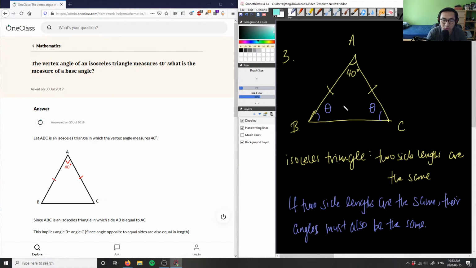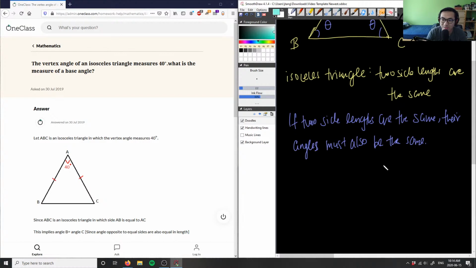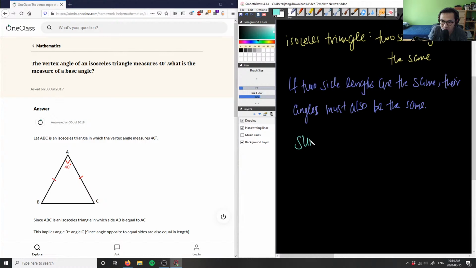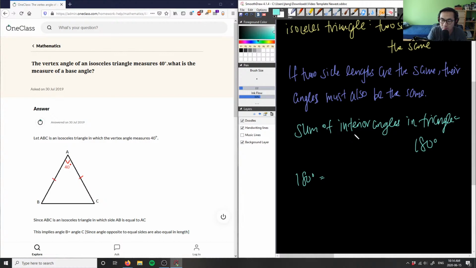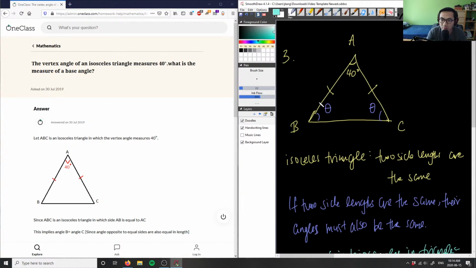We know that the sum of the interior angles of a triangle is going to be 180 degrees, right? So we can say the sum of interior angles in a triangle equals 180 degrees. So therefore, we can say that 180 degrees is going to equal our vertex angle, which is 40 degrees, plus this angle here and this angle here, right?